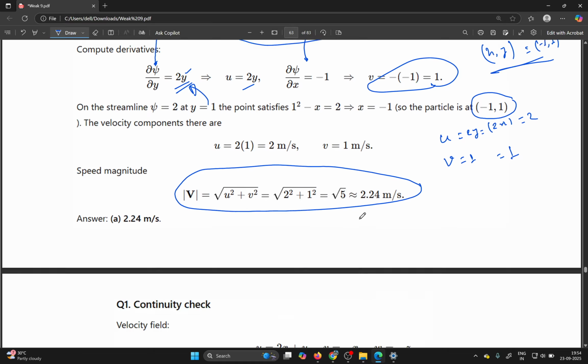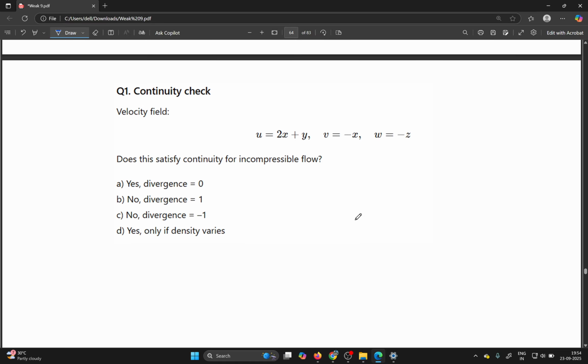Now let us move on to the next one. Okay, so the next question is, here you need to check the continuity, whether this function of u, v and w satisfies the continuity for incompressible flow or not. So divergence and both you need to calculate, and find which option is correct.